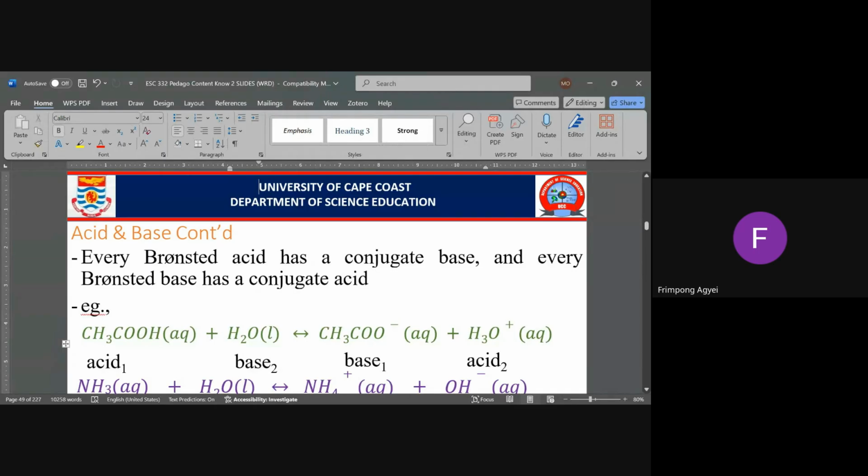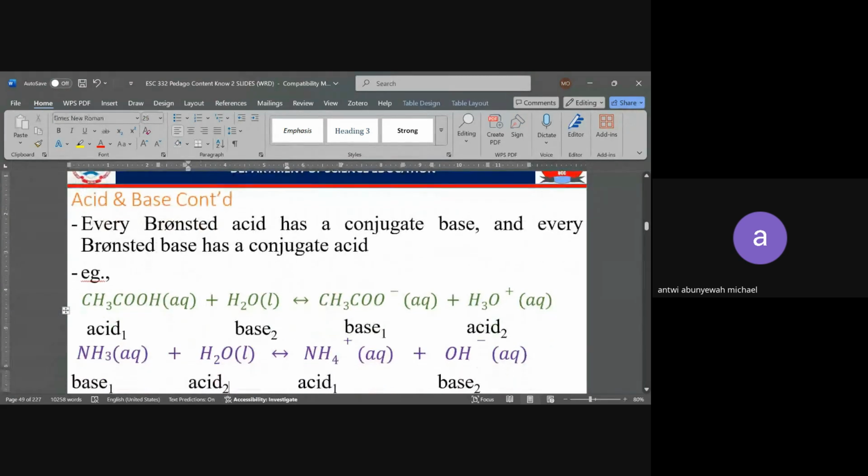OH is accepting the proton to become water. OH becomes a base, and its conjugate acid will be what? Please come again. Please, I was telling Francis to talk so that he allows you to talk. We hear whatever you are saying, but whilst you are talking, he also interacts, so we can't hear what is going on.